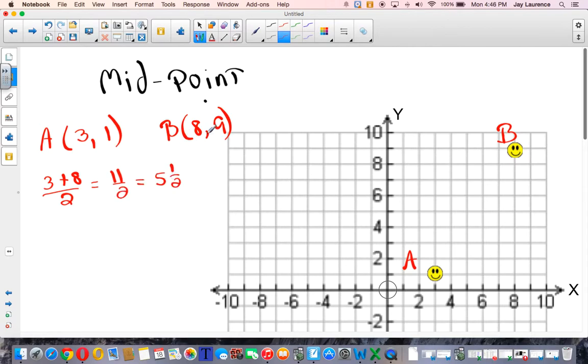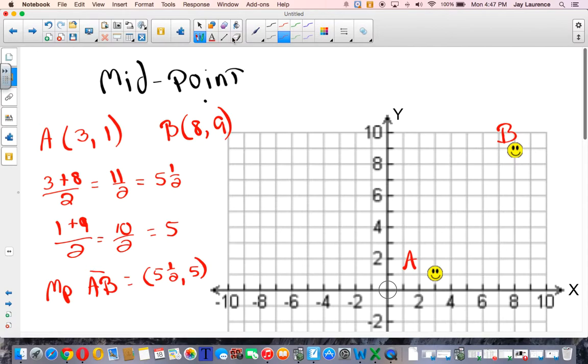Okay? To find the middle of the y's, I'll average them. 1 plus 9 is 10, divided by 2, which is 5. So I'm suggesting to you that the midpoint of segment AB is going to be (5.5, 5), just like that.